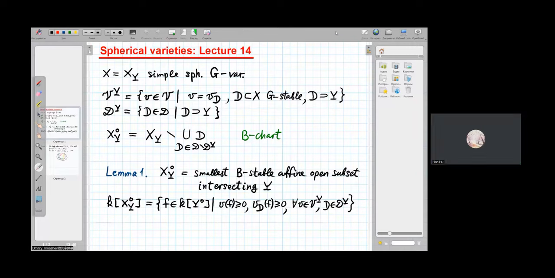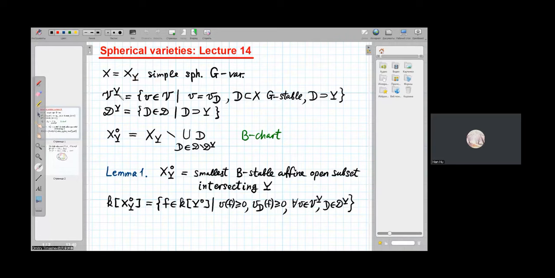We continue our study of simple spherical varieties. Let me recall the notation from the previous lecture. By X now I denote a simple spherical variety. That means a spherical variety containing a single closed orbit denoted by Y.